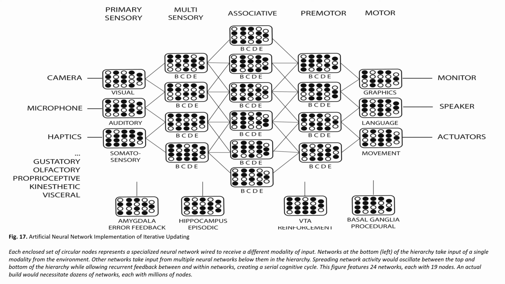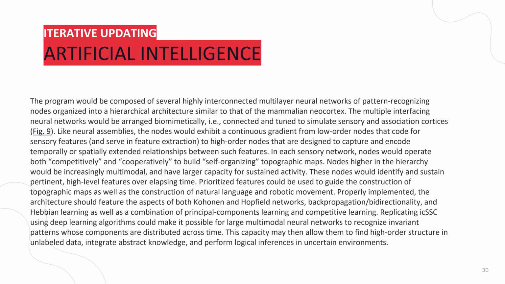Networks at the bottom of the hierarchy, there on the left, take input of a single modality from the environment. Other networks take input from multiple neural networks below them in the hierarchy, making them multimodal. Spreading network activity would oscillate between the top and bottom of the hierarchy while allowing recurrent feedback between and within networks, creating a seriocognitive cycle. This figure features 24 networks, each with 19 nodes. An actual build would necessitate dozens of networks, each with millions of nodes. This provides more detail if you'd like to read it.